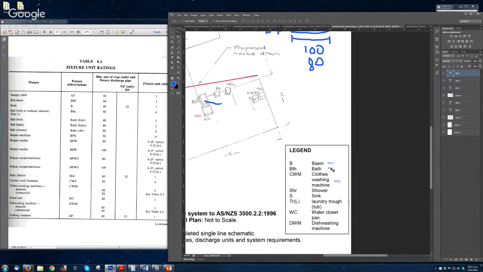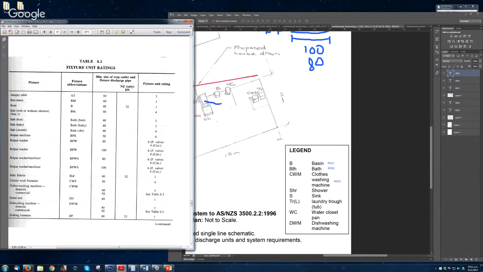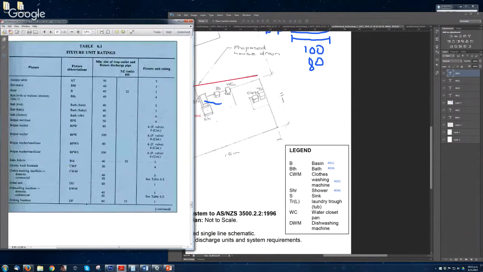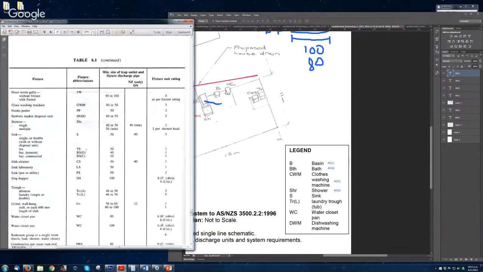Oh, this one. Is it 44? Yeah, 44. And bath shower, 44 as well. Sink. $43, or you can use 50 if you want to, but I'm just going to be consistent and just use 40 because you can.